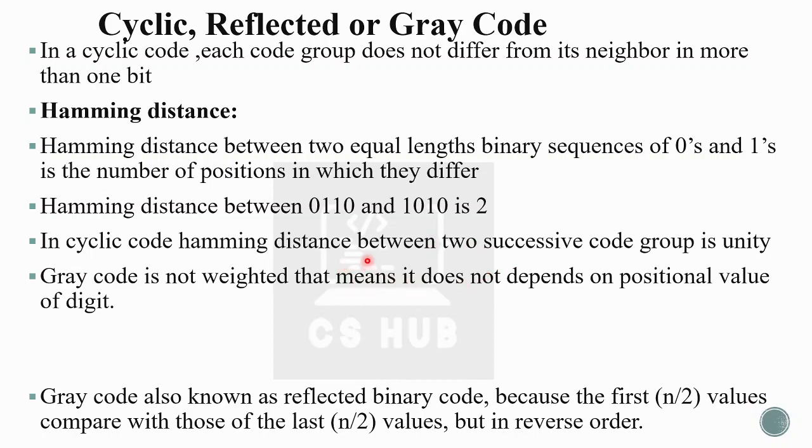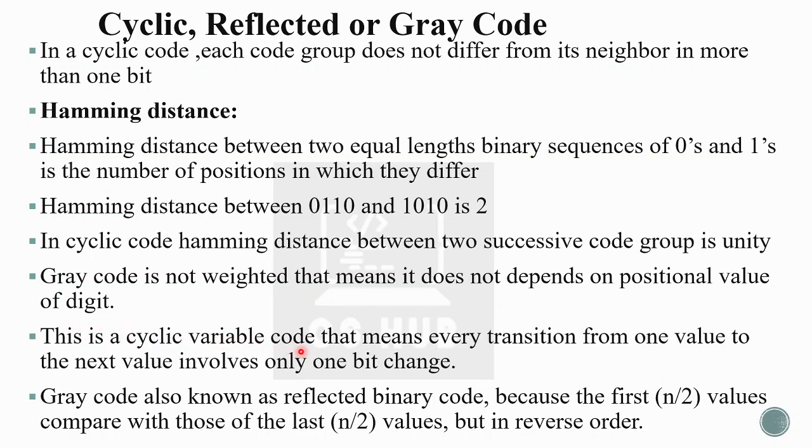Gray code is not weighted. That means it does not depend on the positional value of a digit. This is a cyclic variable code. That means every transition from one value to the next value involves only 1 bit change. We have already discussed that the Hamming distance between two successive code groups is 1. So this is also a cyclic code. Every transition from one value to the next value involves only a one bit change.